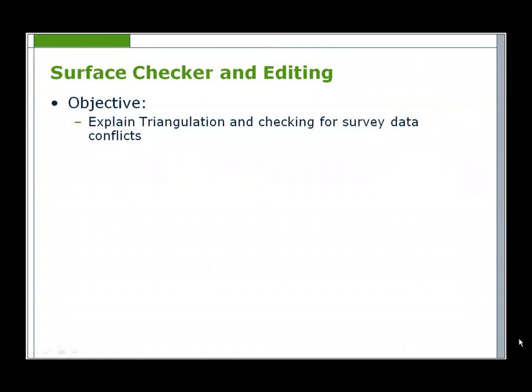In this session, we are going to look at the surface checker and the editing tools inside MX. The objective here is to explain how MX creates a triangulated model and how we check the survey data for conflicts.